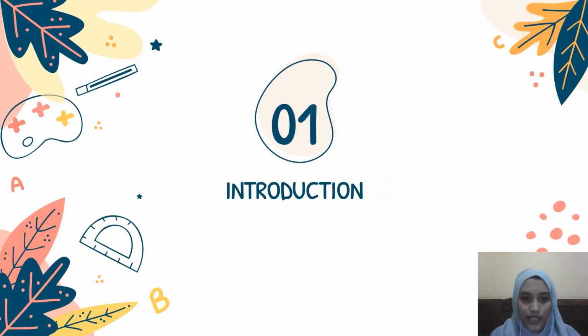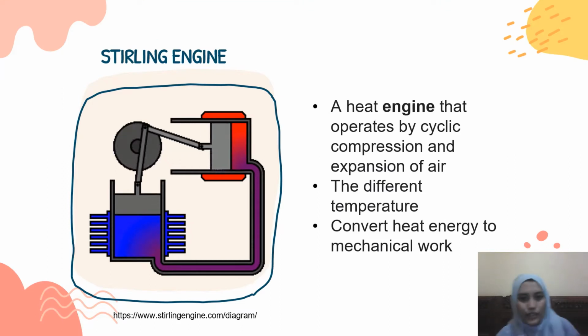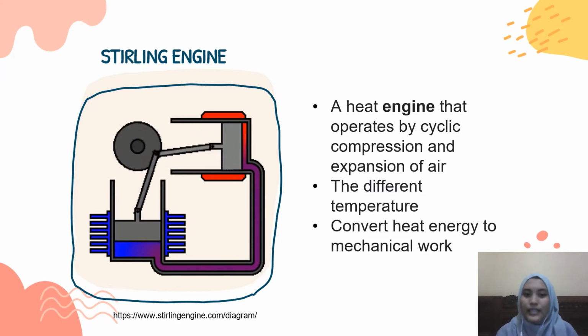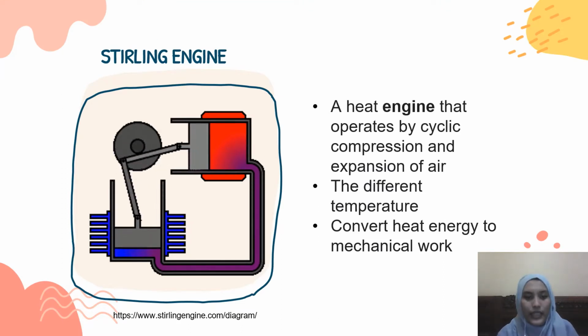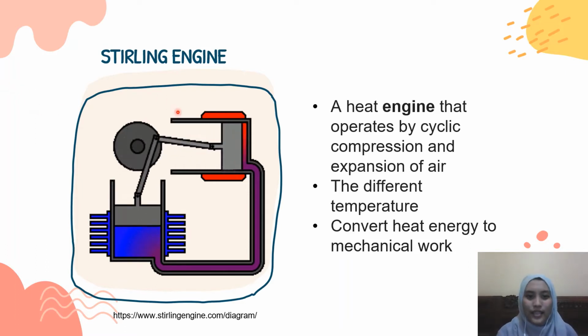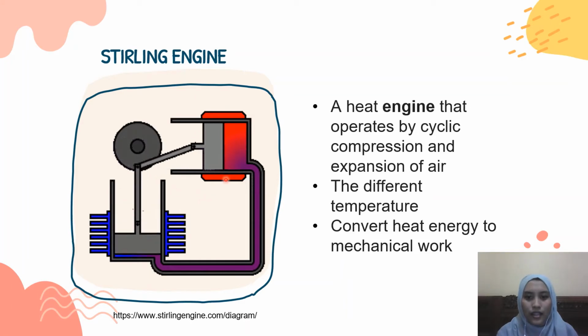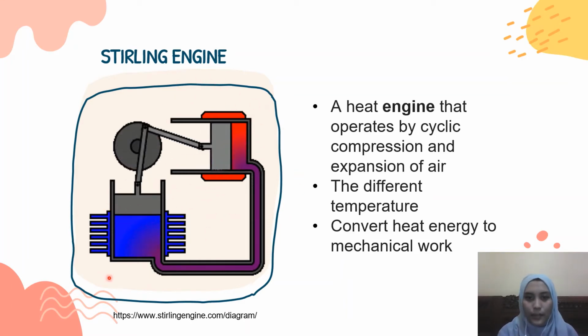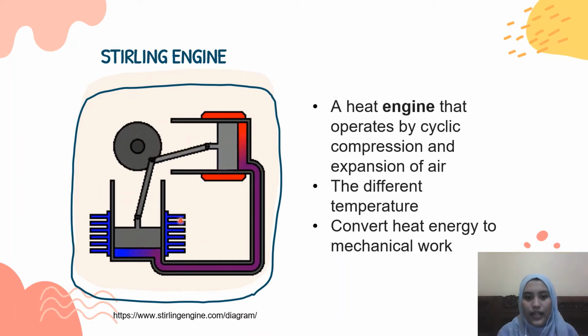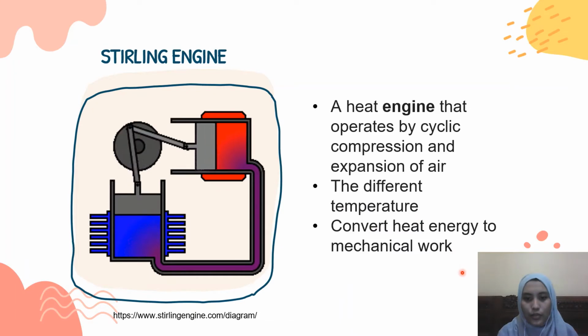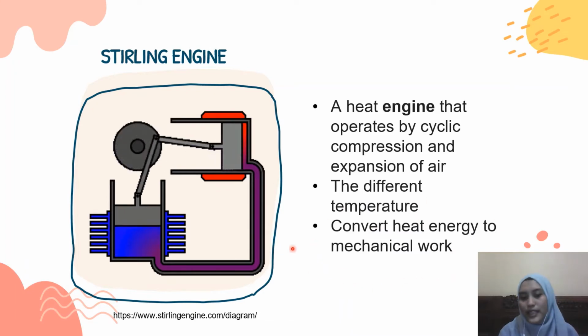What is the introduction? The first one is the Stirling engine as the representation of thermodynamics and also heat transfer. From the picture, we can see that the Stirling engine uses different temperatures. This is the hot temperature and the cold temperature for the sign of the heat transfer. Therefore, it converts the heat energy to produce mechanical work, which represents thermodynamics.